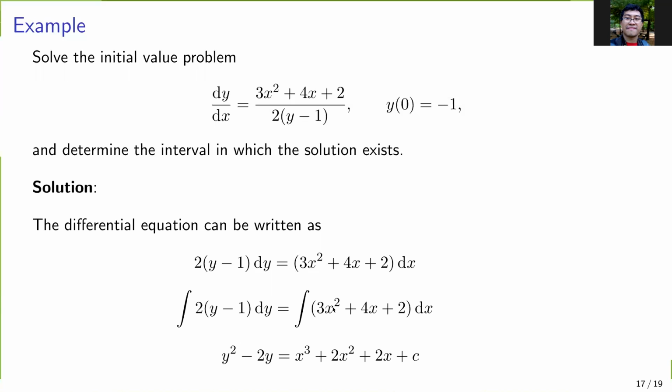So there's a term 2 here. This part becomes 3x squared, that becomes 3x cubed over 3, so the 3 cancels out. 4x squared over 2, so 4 divided by 2 is 2, and 2x plus the constant of integration c.